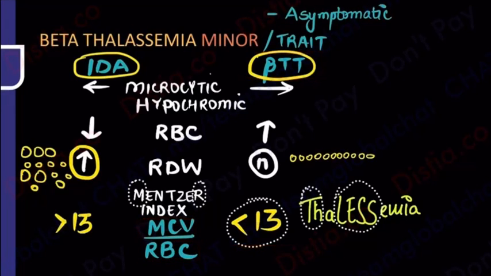That's the concept, but in the exam you don't have so much time. You will learn that less than 13 is thalassemia. But whatever I had mentioned over here is only and only screening.